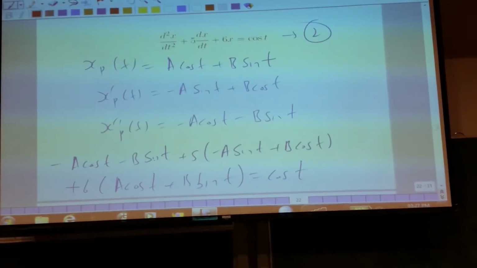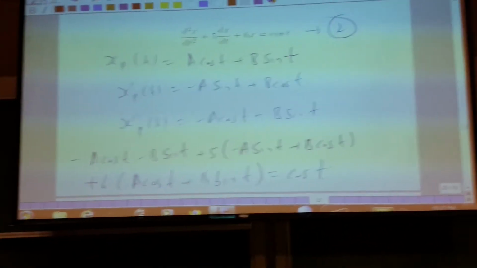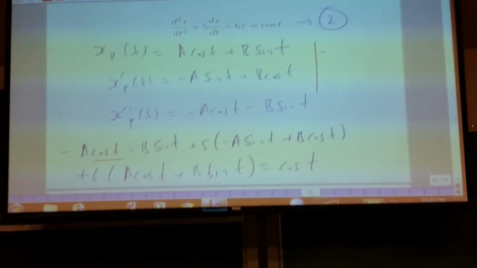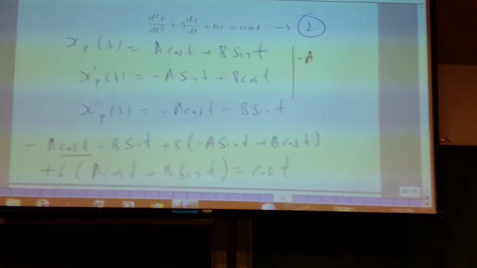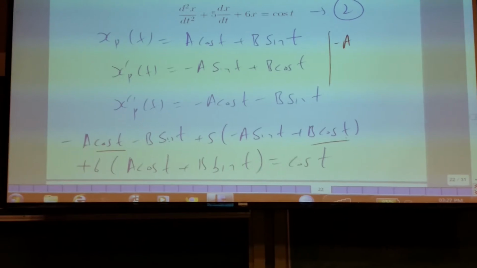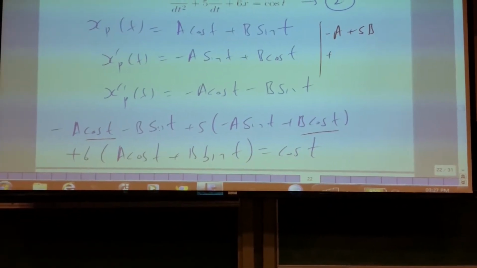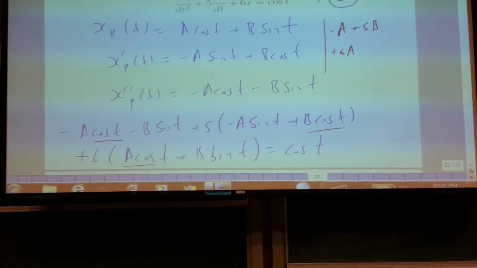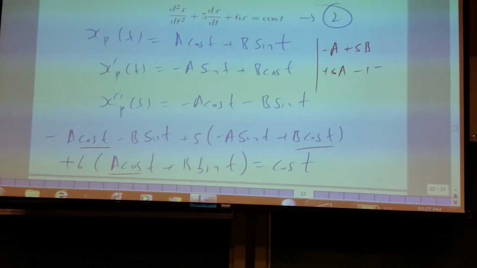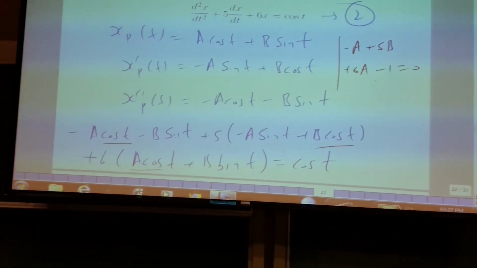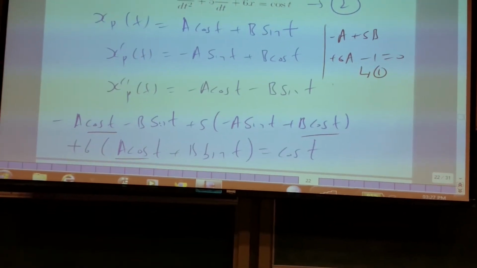So if we're comparing terms, have a look at this very quickly. If we compare terms in cos t, that leaves me with a minus a. There's a 5 here, that leaves me with a 5b. That leaves me with a 6a, and bring that on the other side, minus 1 equal to 0. So there I have one equation involving a and b.